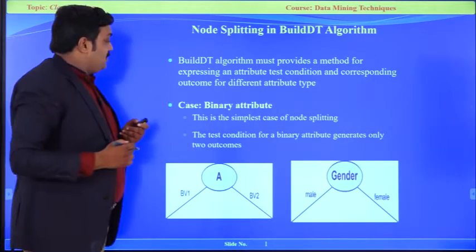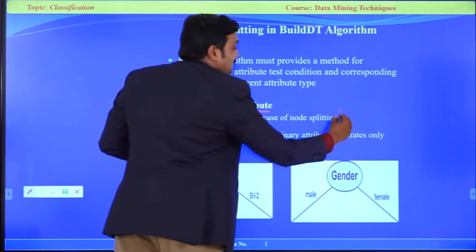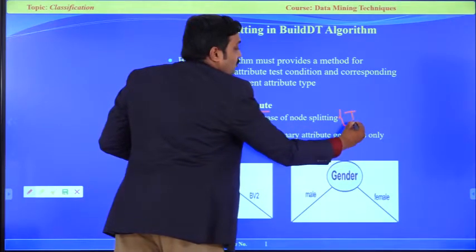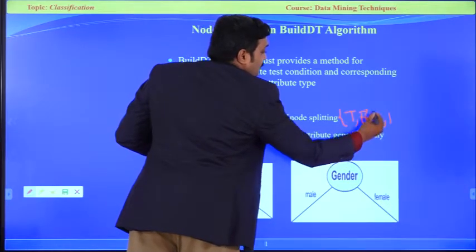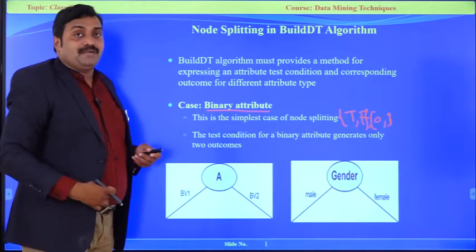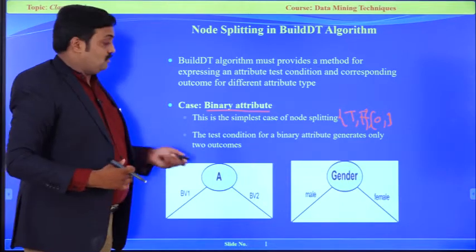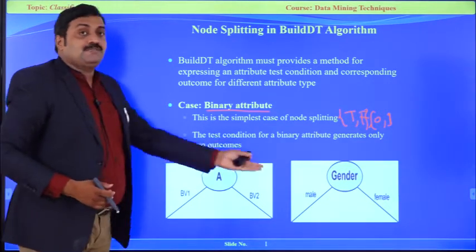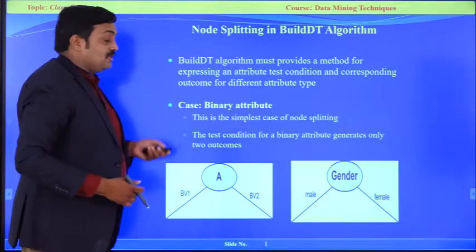A binary attribute has two values, like true or false, 0 or 1. Gender is a binary attribute because we have two values, male and female, so we can easily split. That is one attribute type.